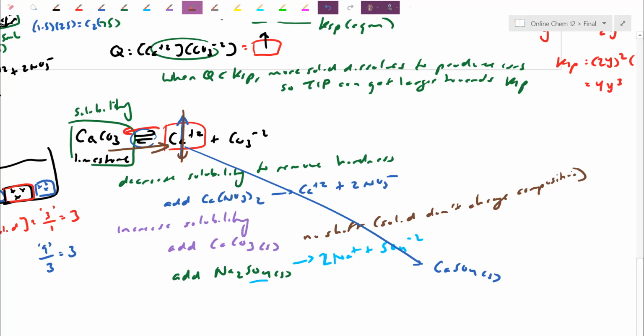Okay, so hopefully that's a nice review of some of the concepts that we learned in this chapter here. We'll pick up our review for acid bases in the next lesson. Thanks, guys.